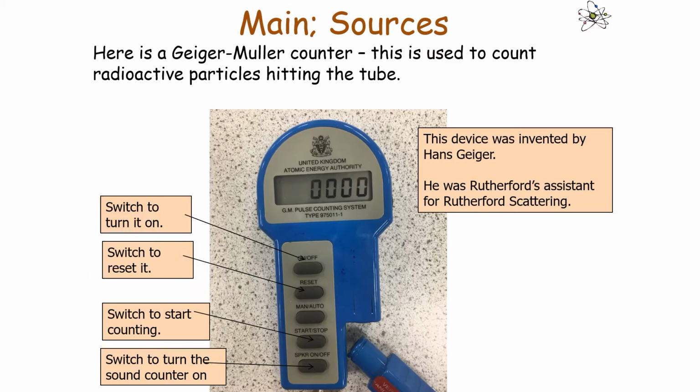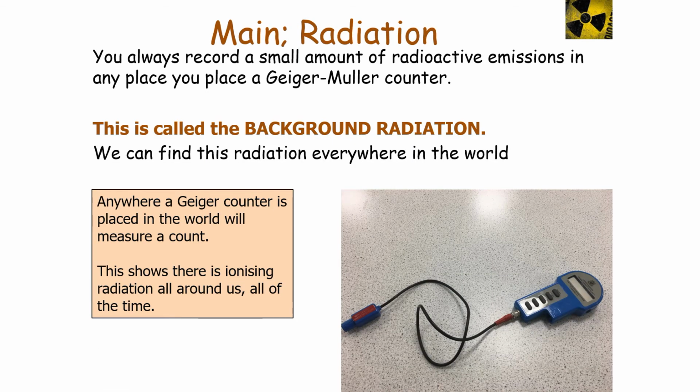So if we look at our Geiger-Müller counter, which was actually invented by a scientist called Hans Geiger, who was Rutherford's assistant for Rutherford's scattering experiment, we can record the amount of radioactive emissions. This is important to note, as you'll always record a small amount of radioactive emissions in any place you place a Geiger-Müller counter. This is called the background radiation, and we can find this radiation everywhere in the world, because anywhere a Geiger counter is placed in the world, you'll measure a count.